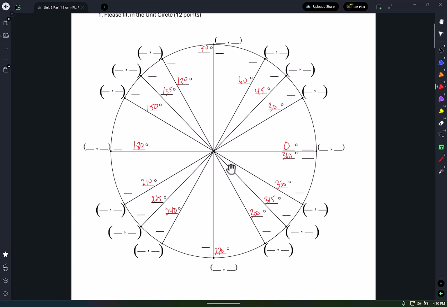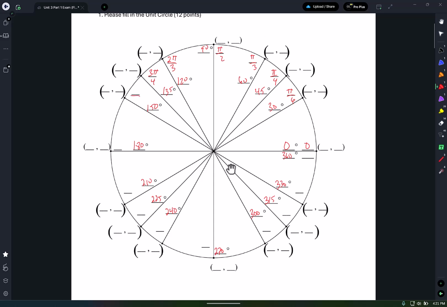Cool. And then for the radians, we're going to go 0. Good job, guys. Pi over 6, pi over 4, pi over 3. We've got to know those, right? And then this one's pi over 2. And then this one right here is going to be, what do you think? 2 pi over 3. Perfect. What's the next one?